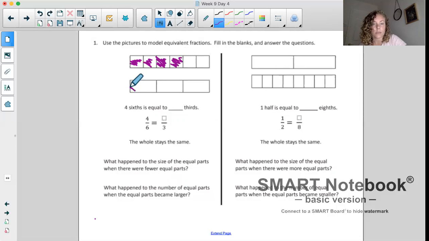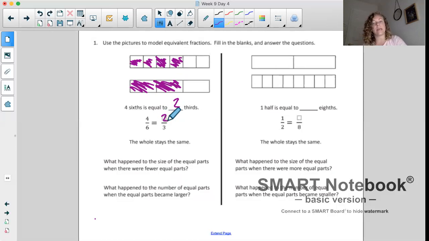Okay, and then I start by shading 1/3. I see that that is not enough, that is not the same. So I go ahead and do a second third, 2/3. Now it looks the same. So 4/6 is equivalent to 2/3. 4/6 is equal to 2/3. The whole stays the same.